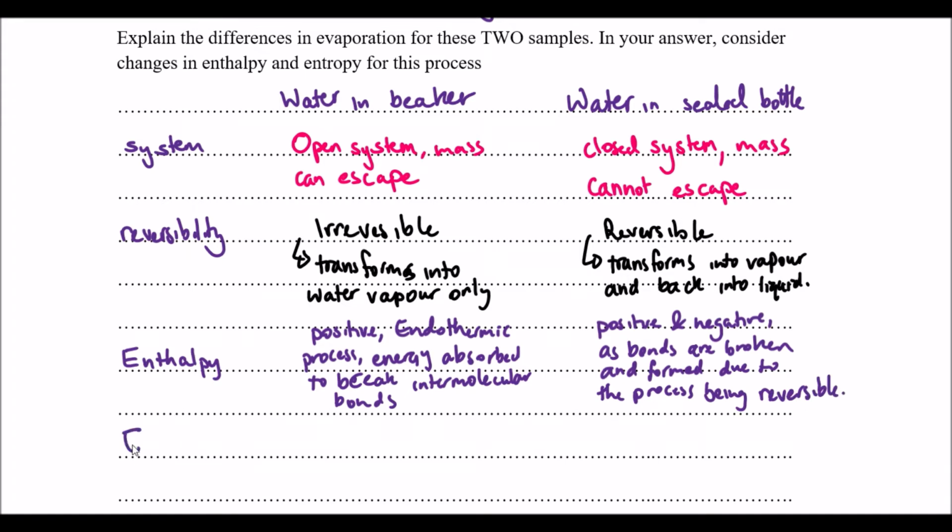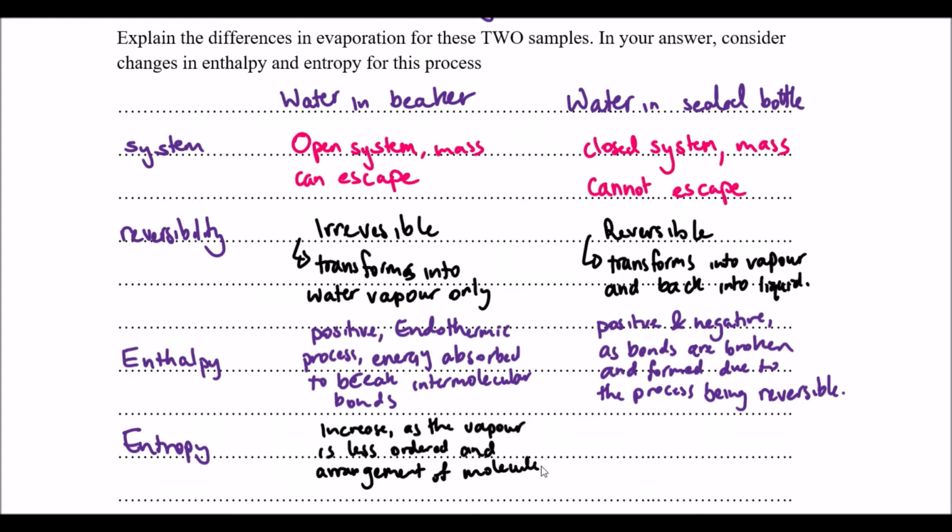And last, we have entropy. What we can say about the entropy here is entropy will increase as the vapor is less ordered and the arrangement of particles becomes more chaotic, or molecules become more disordered. We'll do that. Okay.